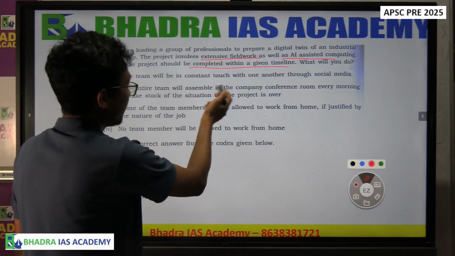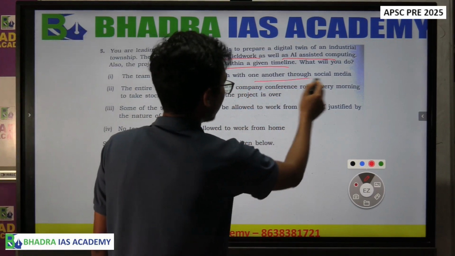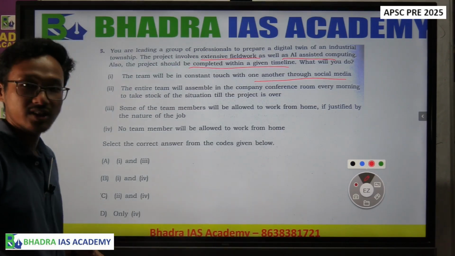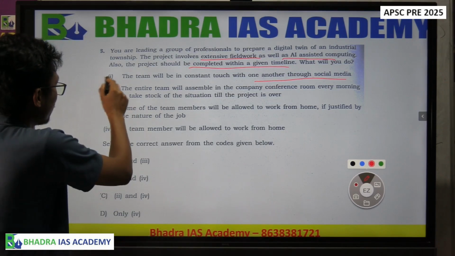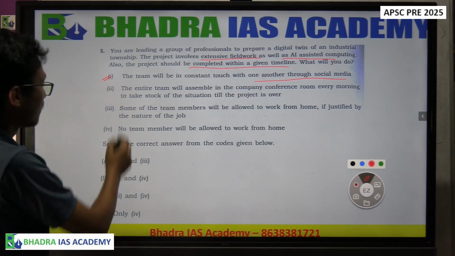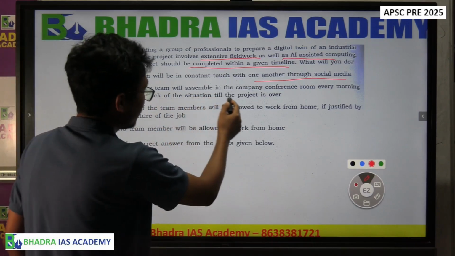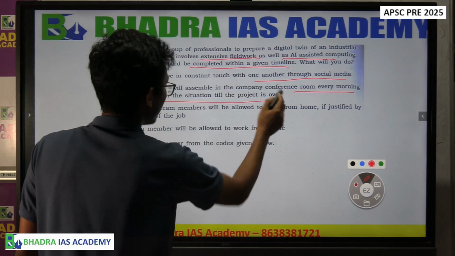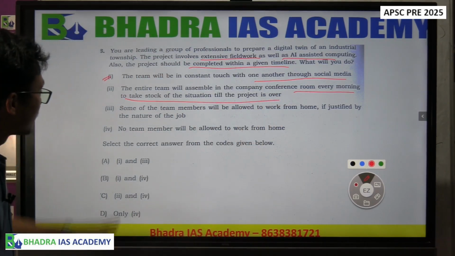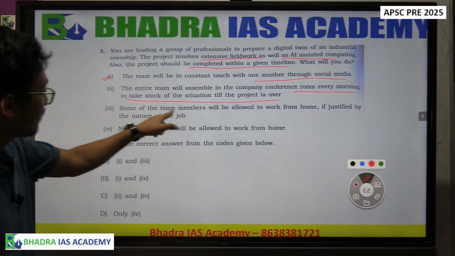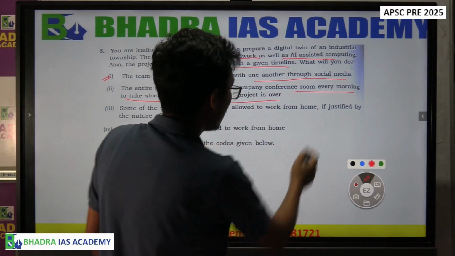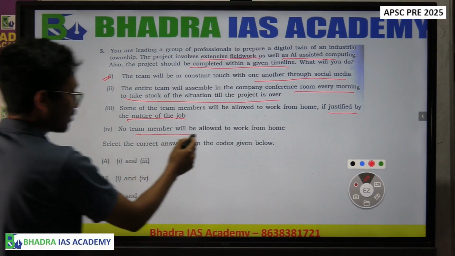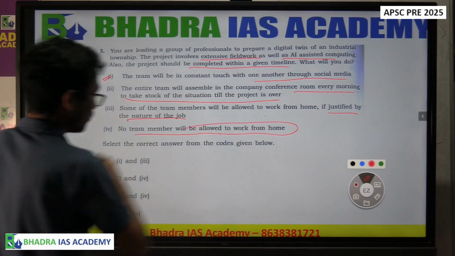The team will be in constant touch with one another through social media. Okay, maybe so. If they are in constant touch, then cooperation and communication will be good. The entire team will assemble in the company conference room every morning to take stock of the situation till the project is over. Next question: some of the team members will be allowed to work from home, as is justified by the nature of the job. No team member will be allowed to work from home. Question.